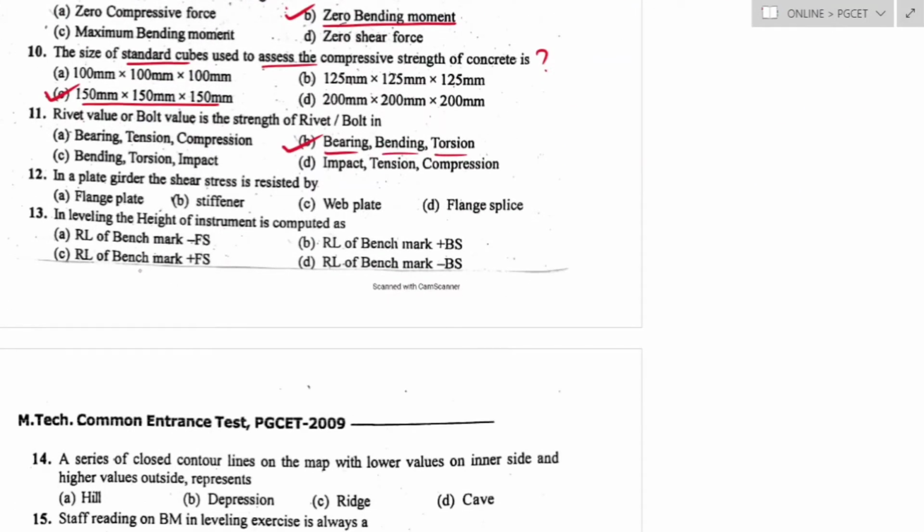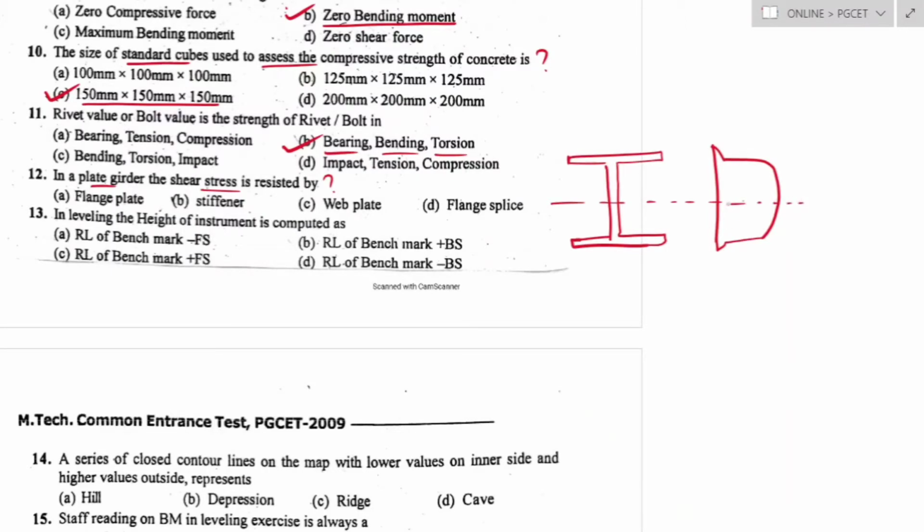Question number 12. In a plate girder, the shear stress is resisted by. As per IS 800-2007 codal provisions, for a plate girder, the maximum shear stress at the neutral axis is resisted by the web of the plate girder. So, the shear stress will be resisted by the web plate.